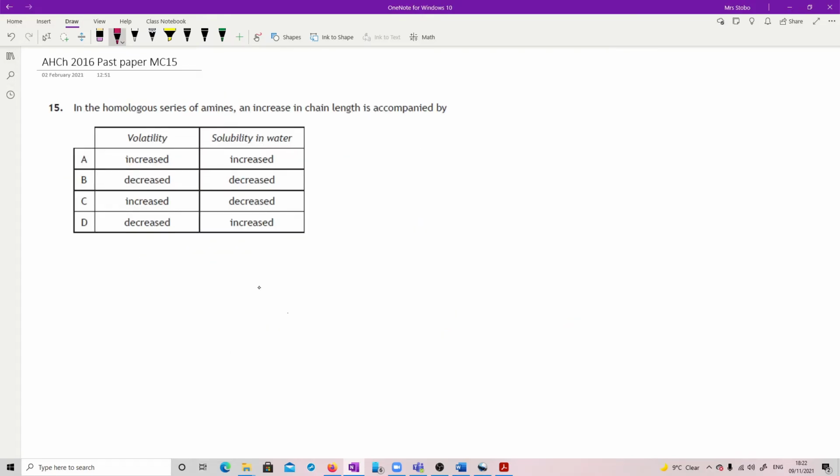In the homologous series of amines, an increase in chain length is accompanied by, okay, so we are looking at volatility and solubility. Solubility is to do with how much they like being near the partial charges, which I am expecting to see in water. So I need something that's polar. The more polar something is, the more soluble it is. They're saying increasing chain length. An amine is going to have nitrogen at the end, which is going to be super good at sticking to this. It's going to have nice hydrogen bonding going on with the water.